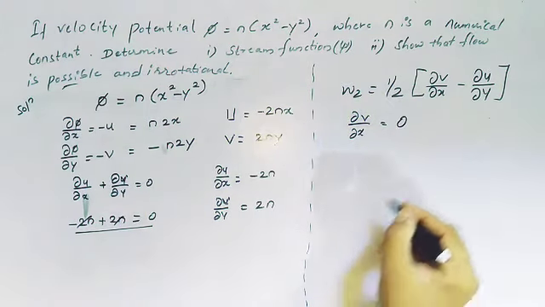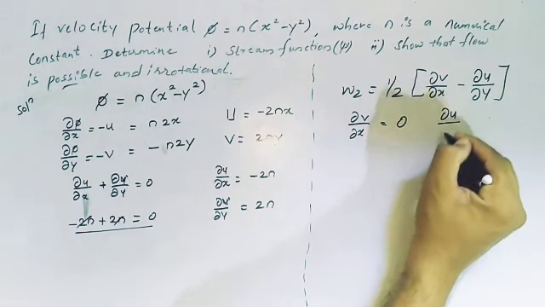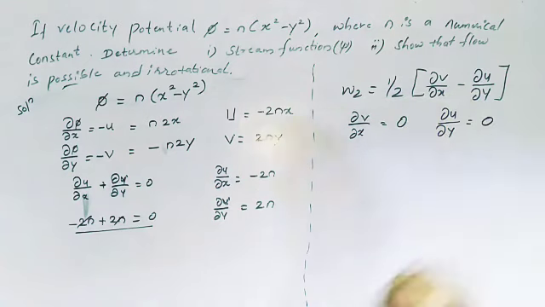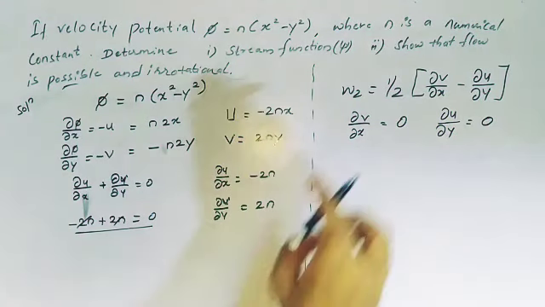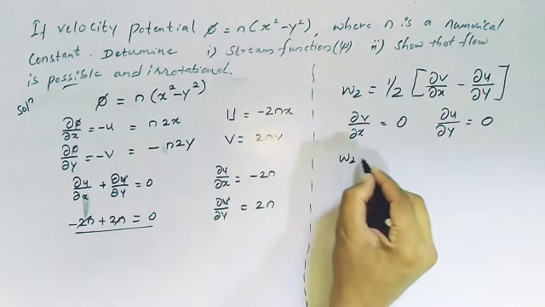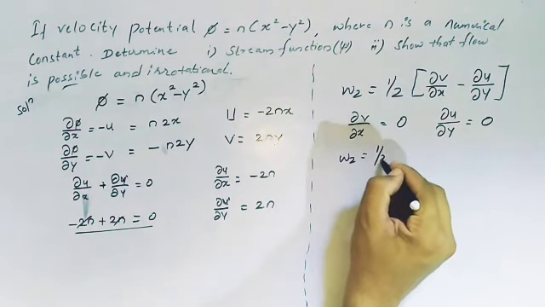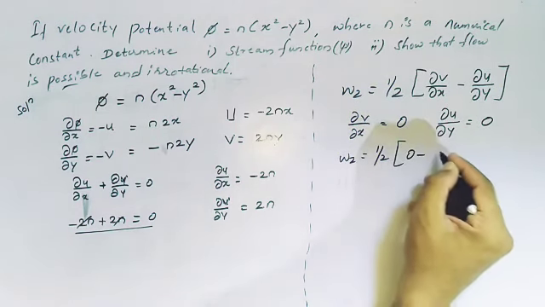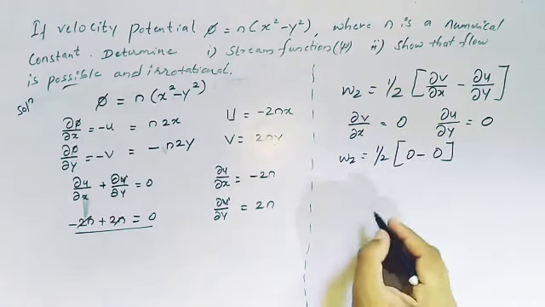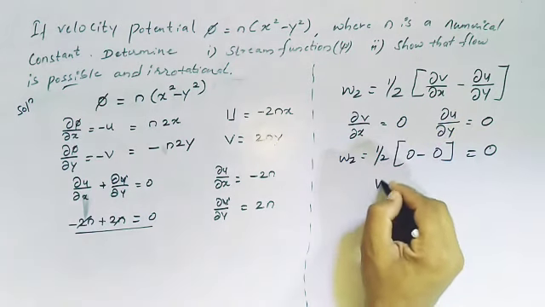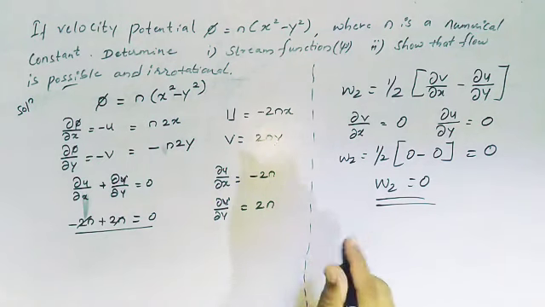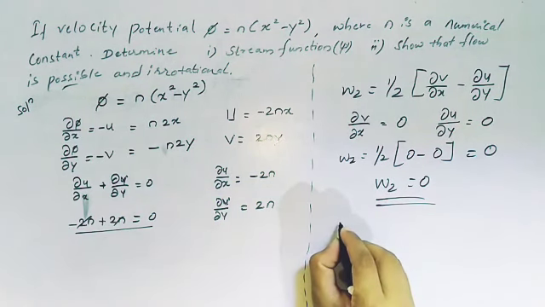So ∂v/∂x: if I partially differentiate this v equation, since there is no x component, it will be 0. Similarly ∂u/∂y, as there is no y term here, will be 0. Now if I substitute these values in the rotation function, ωz equals half of (0 minus 0), which is equal to 0. Now ωz equal to 0 means the flow is irrotational.